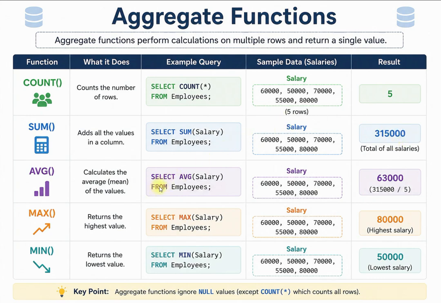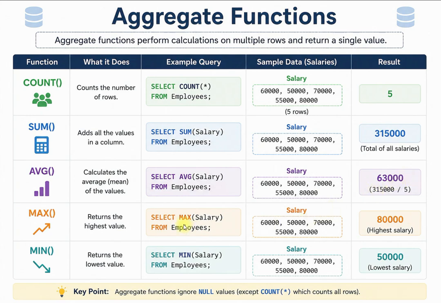And what is average? So now you want to know how much average salary you're paying as a company. Then what it does is it will first sum up all the salaries and then divide by the count of records. So 3,15,000 is divided by 5 and then we get the salary. Average salary is 63,000 for that company.